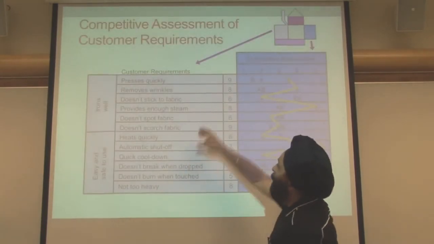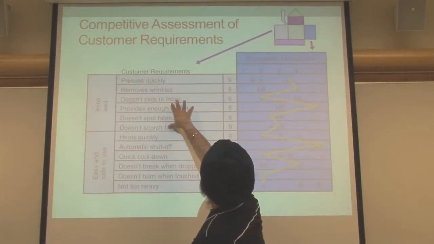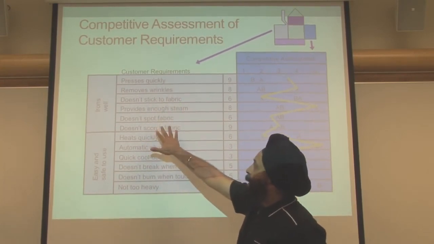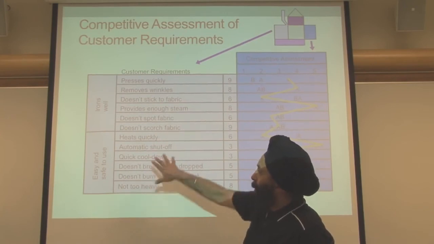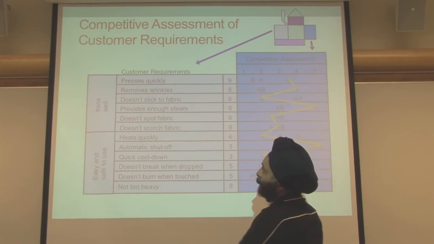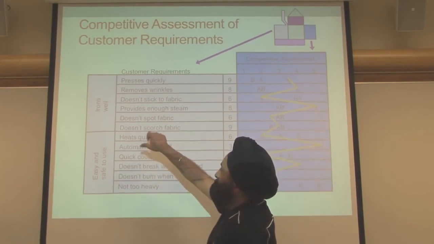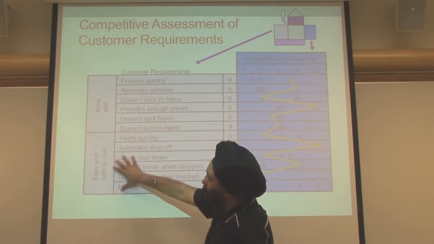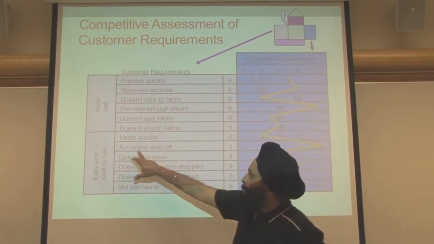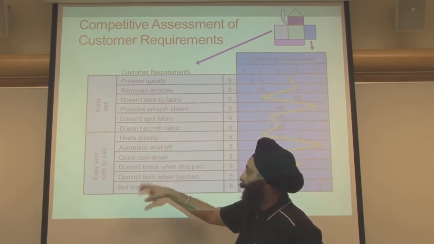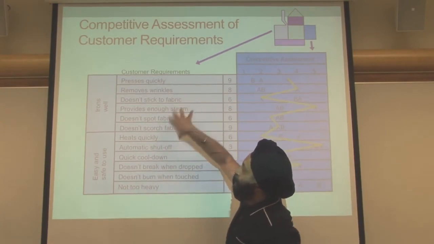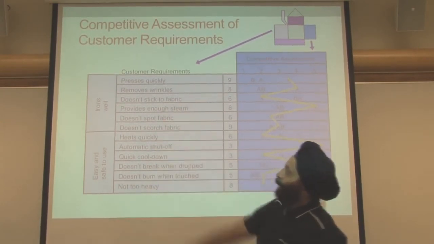And in this case, you look at a product which presses quickly, removes wrinkles, does not stick to fabric. So we would like the garment to iron, the iron that is being designed should iron well and be easy and safe to use. So in this case, the cloth iron should automatically shut off, heat quickly, cool down quickly, etc. So those are all the wish list, and then it should do its job well: does not spot fabric, scorch fabric, provides enough steam, all those things.